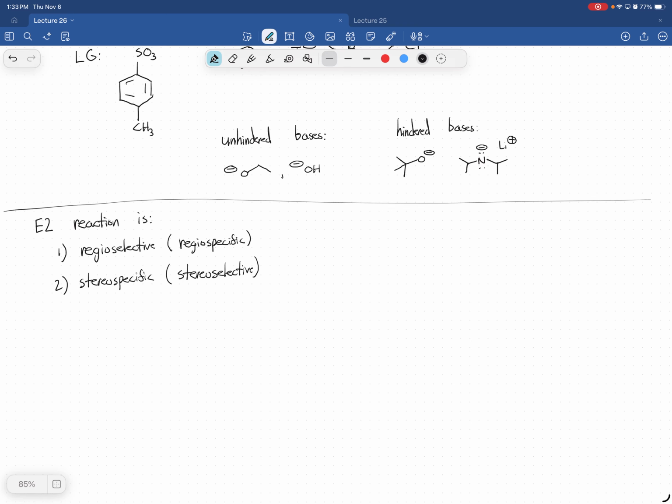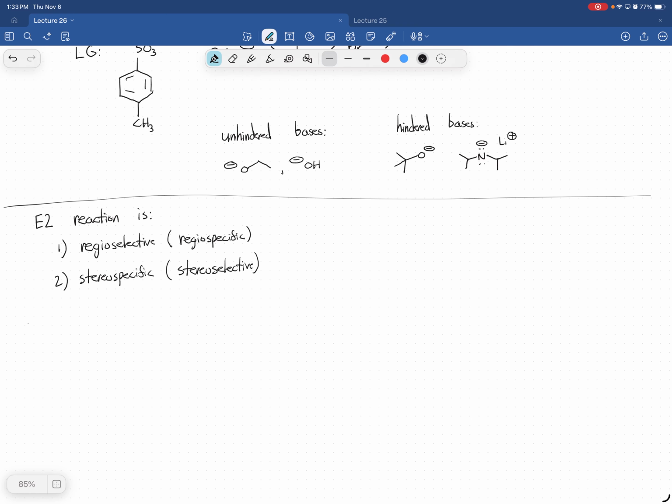All right, so let's first talk about the regioselectivity of E2. It depends on the structure of the base.